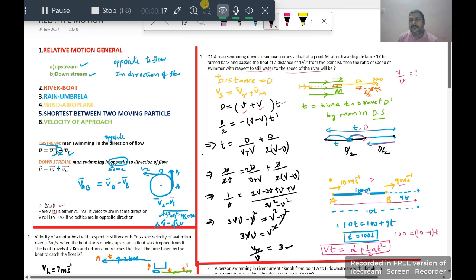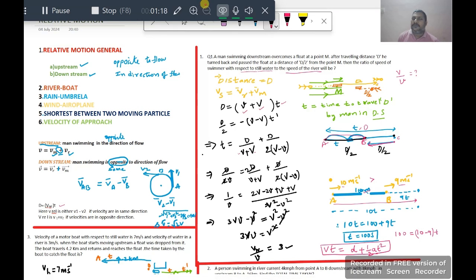The float comes here, d by 2, and by the same time upstream, the person also traveled the distance d by 2. Means the time taken by the float to reach here is equal to the time taken by the person to travel d distance downstream and d by 2 distance back upstream. So the time taken by the float from A to B is equal to the time taken by the person downstream plus upstream. So now this is d by (V plus v) plus d by 2 into (V minus v). V minus v is the velocity upstream, V plus v is the velocity downstream. Here v is the velocity of the river and capital V is the velocity of the person.